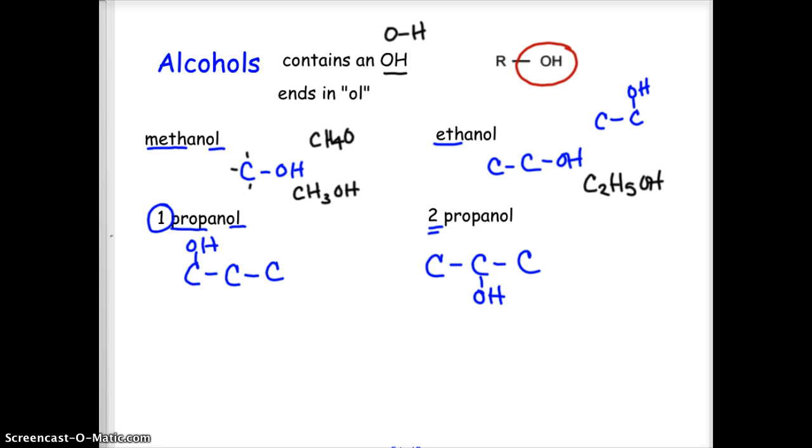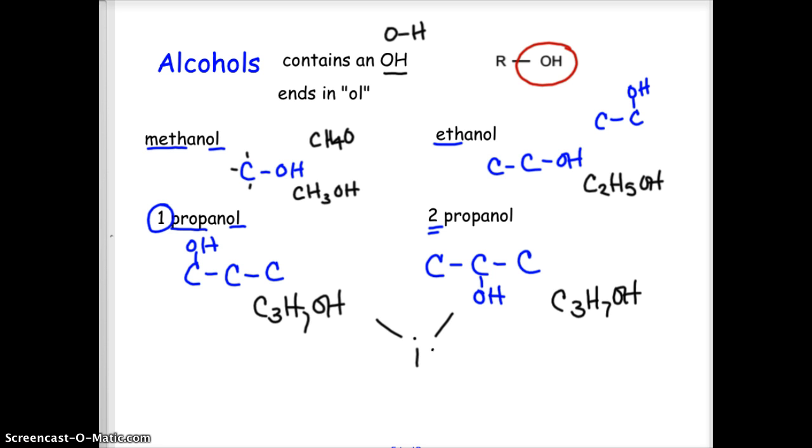Do they have the same molecular formulas? Yes, they do. Let's take a look. You've got C3H, 2, 3, 4, 5, 6, 7, 8. Is that right? Let's look at the molecular formula for this. C3H7OH. And this molecular formula is C3H7OH. So they have the same molecular formula, but the structures are different.